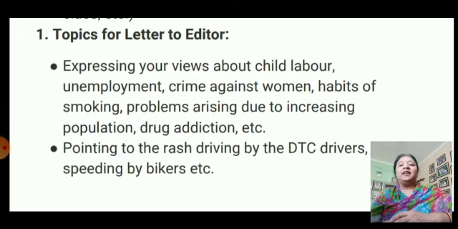Now we will study in detail topics for letters to the editor of the newspaper, expressing your views about child labor, unemployment, crime against women, habits of smoking, problems arising due to increasing population and drug addiction, etc. Pointing towards the rash driving by the DTC drivers, speeding by bikers, etc.